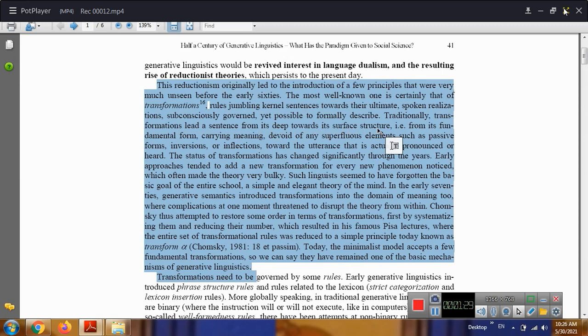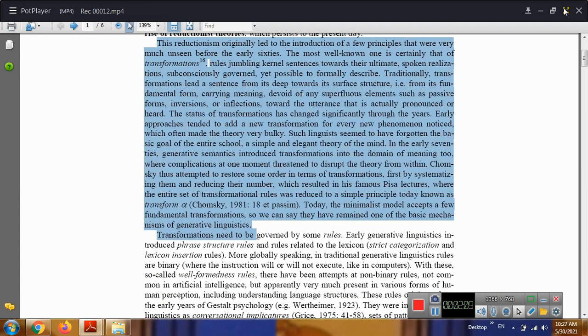Another definition for transformation is that transformations are rules which apply to the deep structure of the sentence, and by applying those rules, the output is the surface structure. From its fundamental form, carrying meaning devoid of any superfluous element, such as passive form, inversion, or inflections, toward the utterance that is actually pronounced or heard.